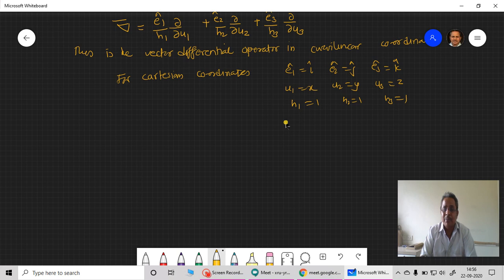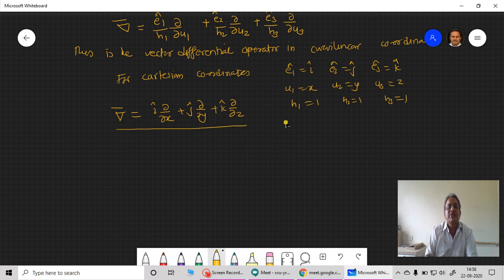G11 is del R bar upon del X dot del R bar upon del X. So that is simply 1 into 1, that comes to be 1. So square root of 1 is 1. We already derived all this. So if I write this here, then del bar is equal to 1 upon, so I can write it I cap, no need to write this 1 here, into del upon del X plus J cap into del by del Y plus K cap into del upon del Z. Is it not? So this is the same vector differential operator we write in the Cartesian coordinate system.